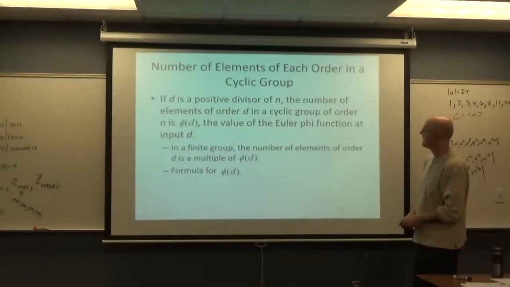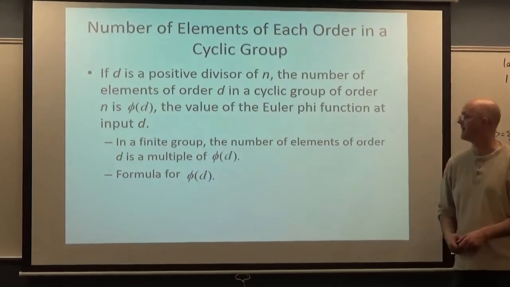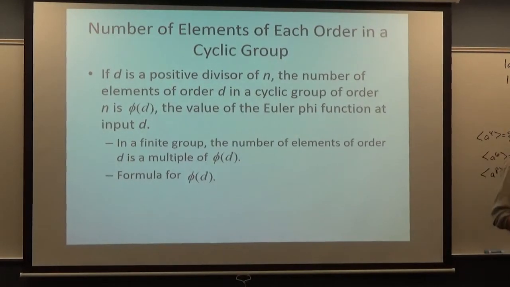In a finite group, the number of elements of order d is a multiple of phi of d, whether that group is cyclic or not. And there is a formula, so to speak, for phi of d in the book. I'll let you look that up. Maybe I'll talk about it more on Wednesday.